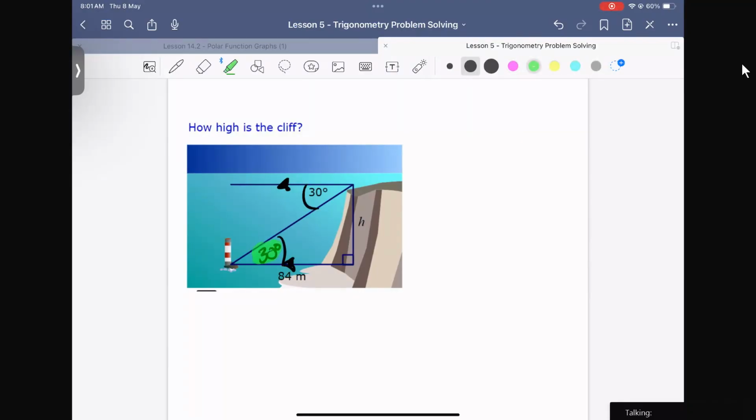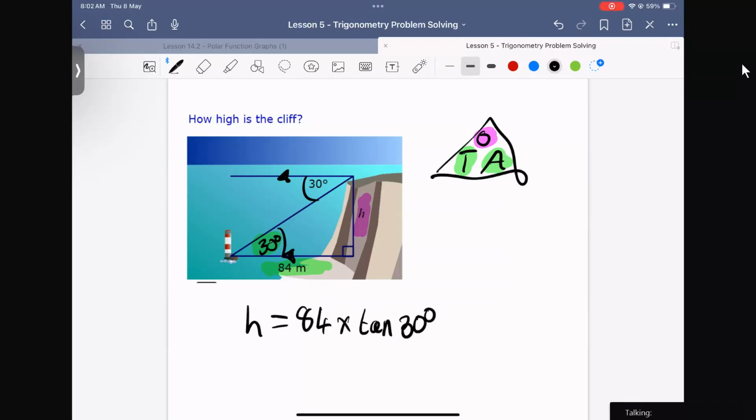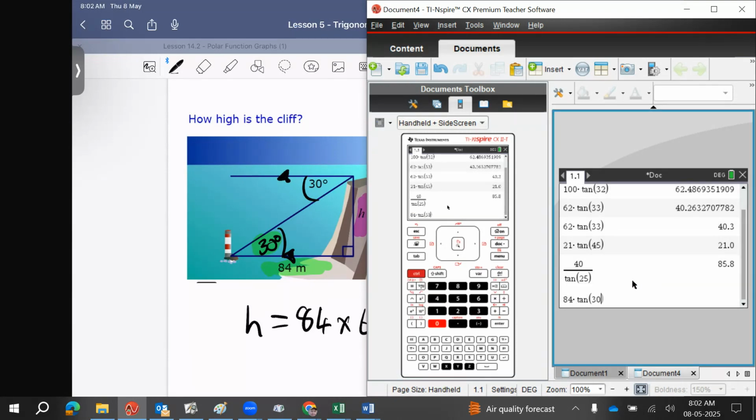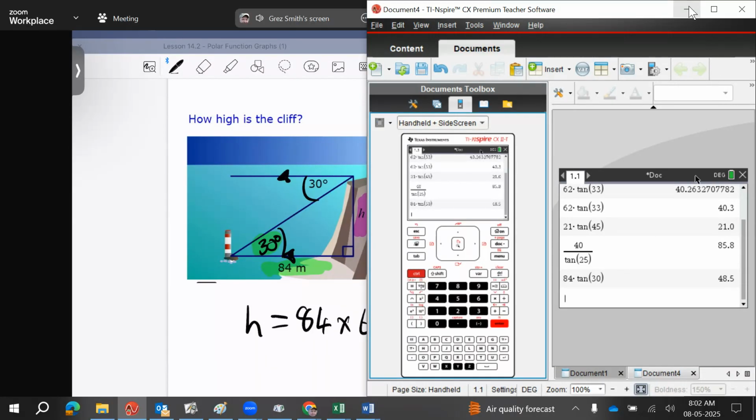In this triangle, we have the tangent of the angle, we have the adjacent, and we're looking for the opposite. So I'm just going to pop up my formula like this. We are after the opposite. We have the tangent and the adjacent. So the height is going to be equal to 84 times the tangent of 30. We want 84 times the tangent of 30, which is going to give us 48.5.